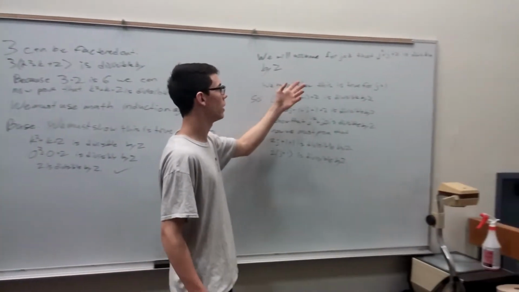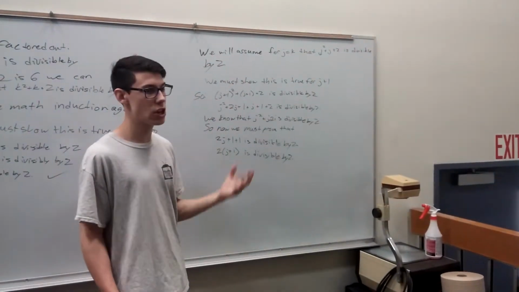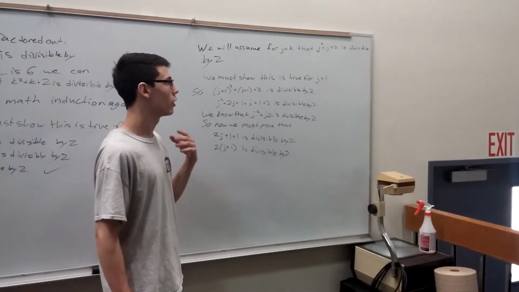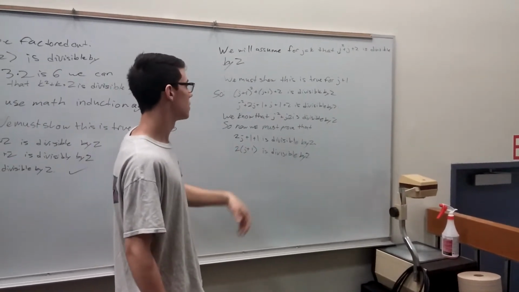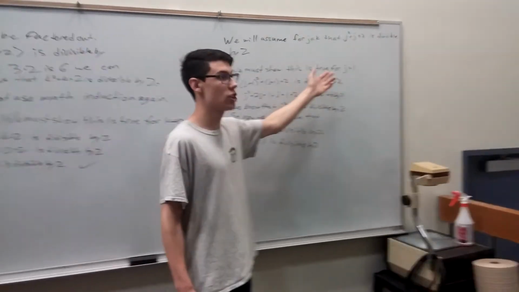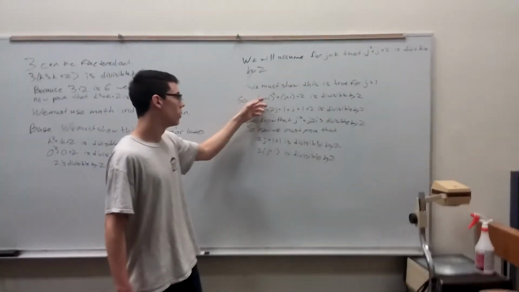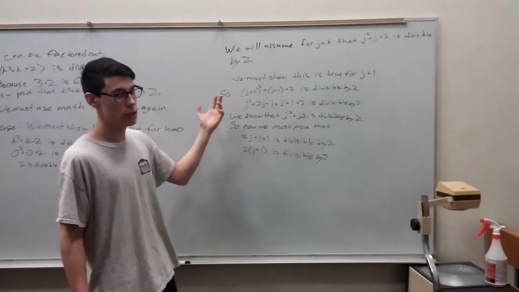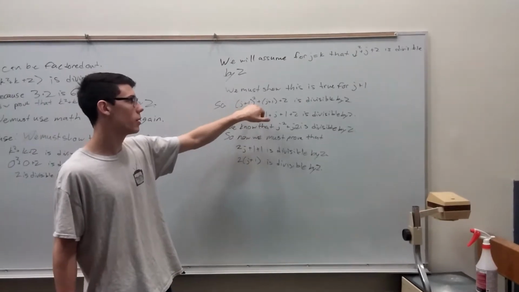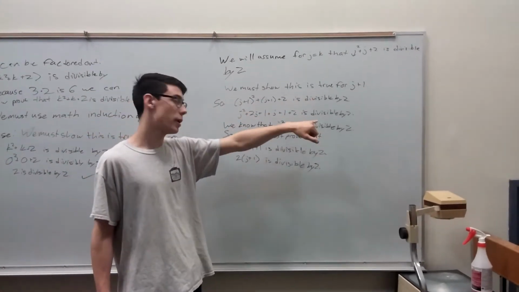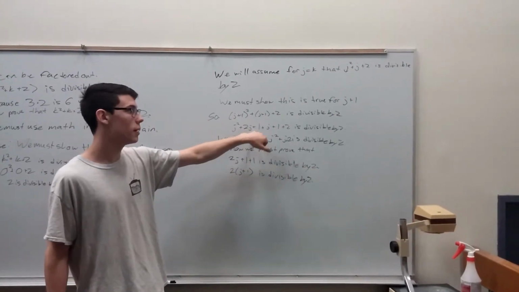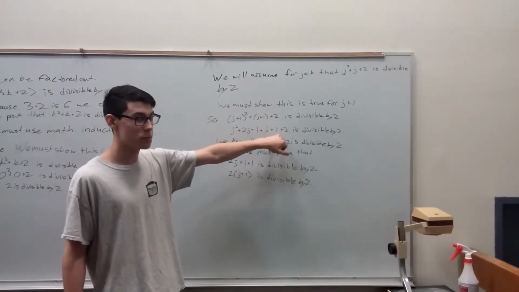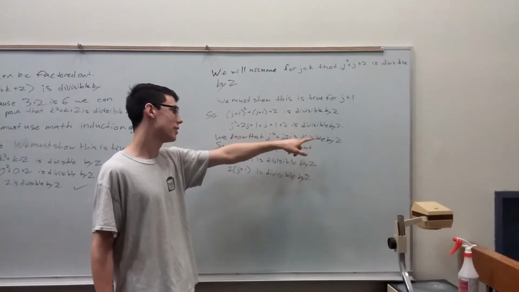And then we have to move over here to where we have to assume that j equals k, for j squared plus j plus 2 is divisible by 2. So to do this, we also have to prove that j plus 1 is true. So you just substitute in the j plus 1 again, so you get j plus 1 squared plus j plus 1 plus 2 is divisible by 2. And then that becomes j squared plus 2j plus 1 plus j plus 1 plus 2 is divisible by 2.